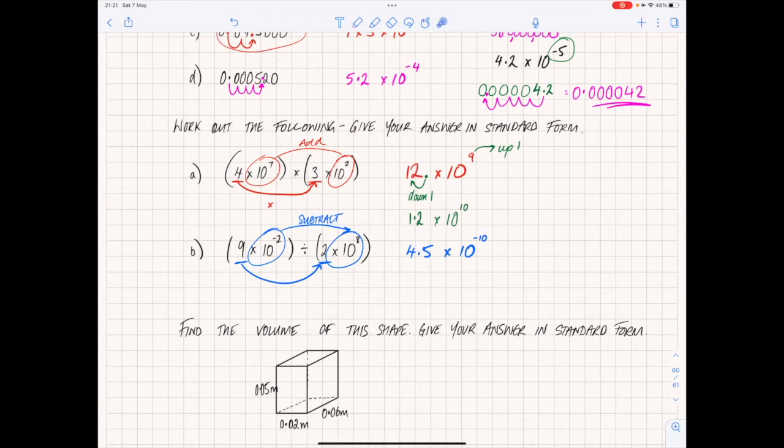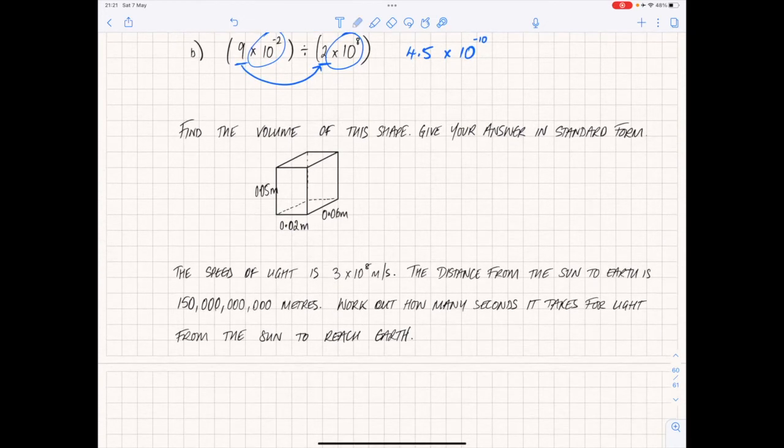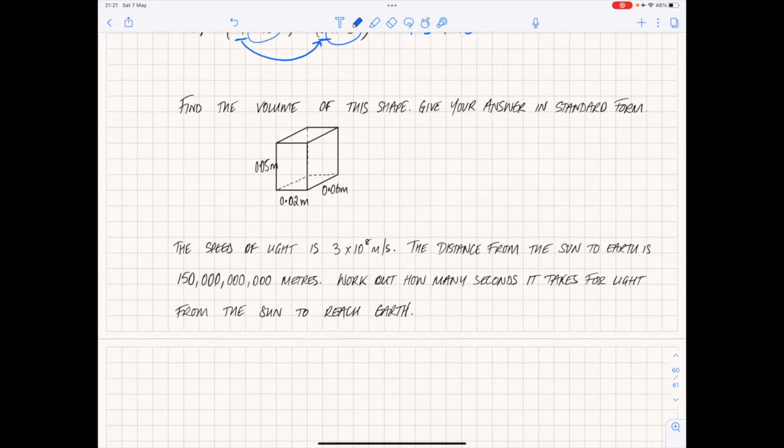Okay, so if you're asked to multiply, do the numbers first, then deal with the indices and double check that that is less than 10. If you're asked to divide, do the numbers first, exactly the same, and then deal with the indices afterwards, and again make sure that that number there is less than 10. Final two examples that you might have in context, so we'll look through these two now.